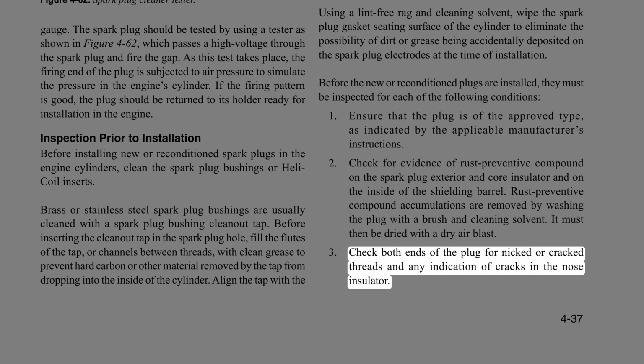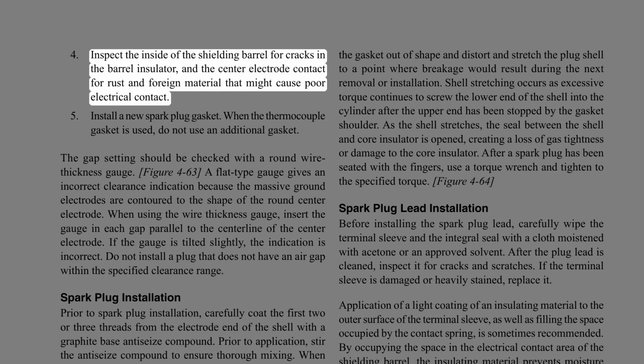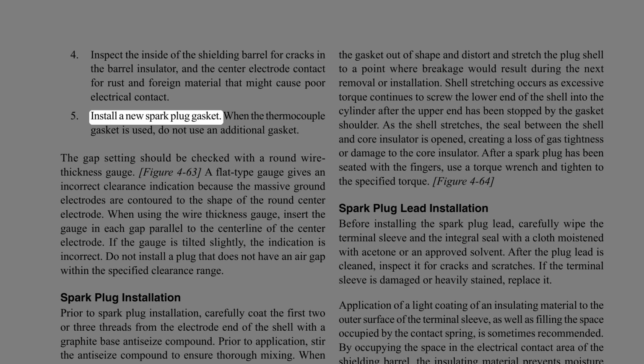Check both ends of the plug for nicked or cracked threads and any indication of cracks in the nose insulator. Inspect the inside of the shielding barrel for cracks in the barrel insulator, and the center electrode contact for rust and foreign material that might cause poor electrical contact. Install a new spark plug gasket. When the thermocouple gasket is used, do not use an additional gasket.